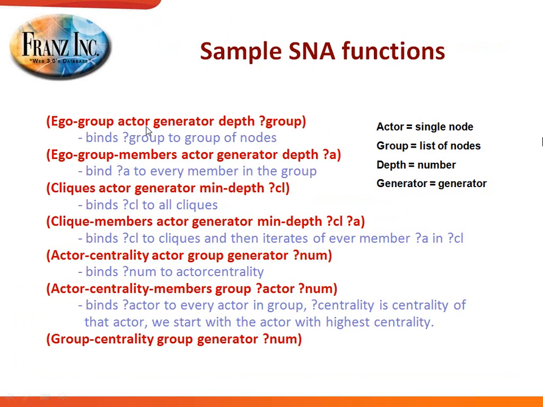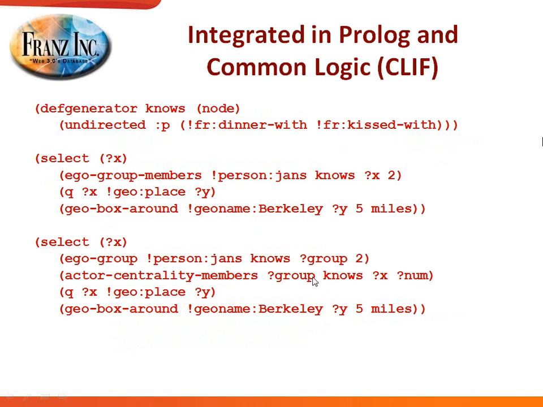For example, ego group: you start with one particular person, you choose the generator that you want to apply to the actor, you go a number of steps deep, and then you give the results back as a group of people. And we have ego groups, you can compute cliques, you can do statistics on how important the person is, you can compute the group centrality, etc., etc. So let me show you a demo of that.